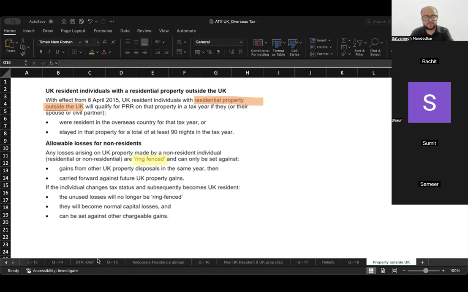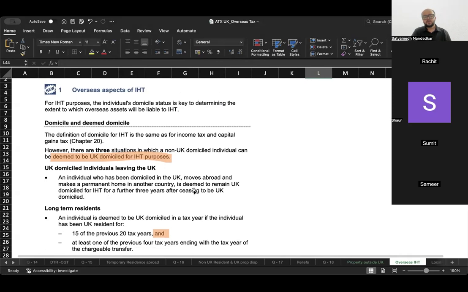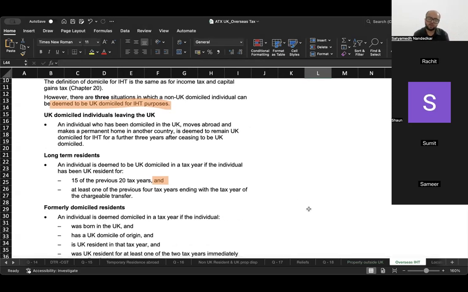ठीक है, अब ये तो हो गया आपका capital gains वाला part. Now the same overseas aspect is there for inheritance tax. Inheritance tax may be there is an overseas element. Let's see what that is. In case of inheritance tax, the concept of domiciled and deemed domicile, thoda sa it has been extended only for IHT purposes. UK domiciled individuals leaving the UK. An individual who has been domiciled in the UK moves abroad and makes a permanent home in another country is deemed to remain UK domiciled for IHT for a further 3 years after ceasing to be UK domiciled.